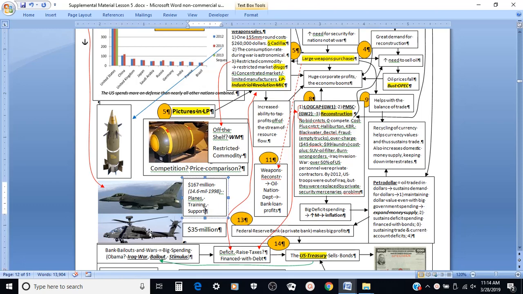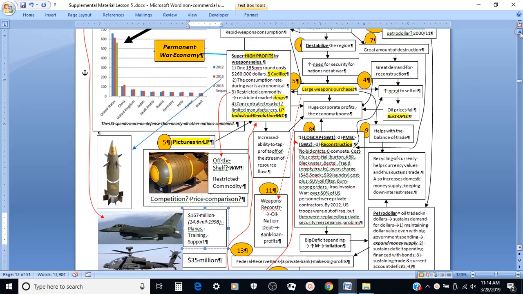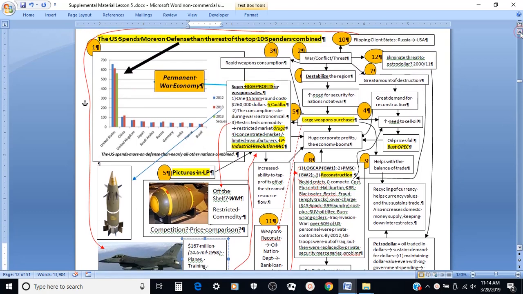Here's an AH-64 Apache helicopter. It goes for 35 million per helicopter. So these are very pricey, right? A lot of profit made here. Rapid consumption rates during war. High per unit volume. High per unit price for each of these. All right, so again, this causes huge corporate profits.